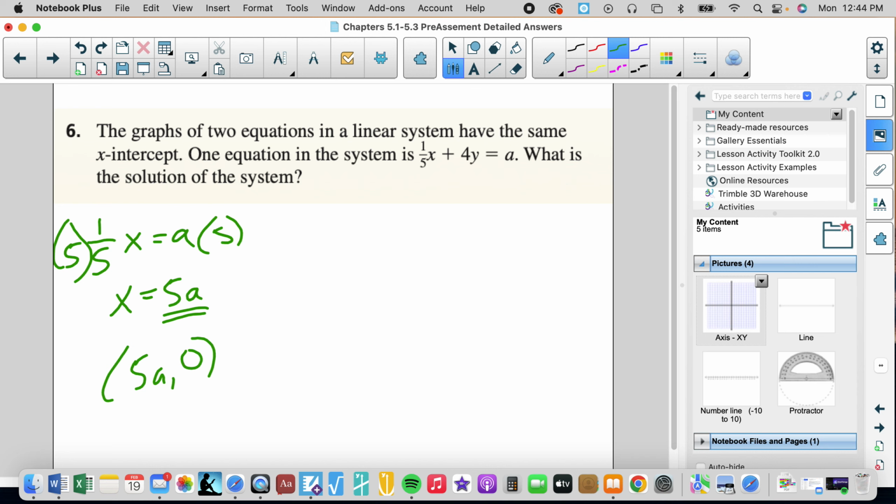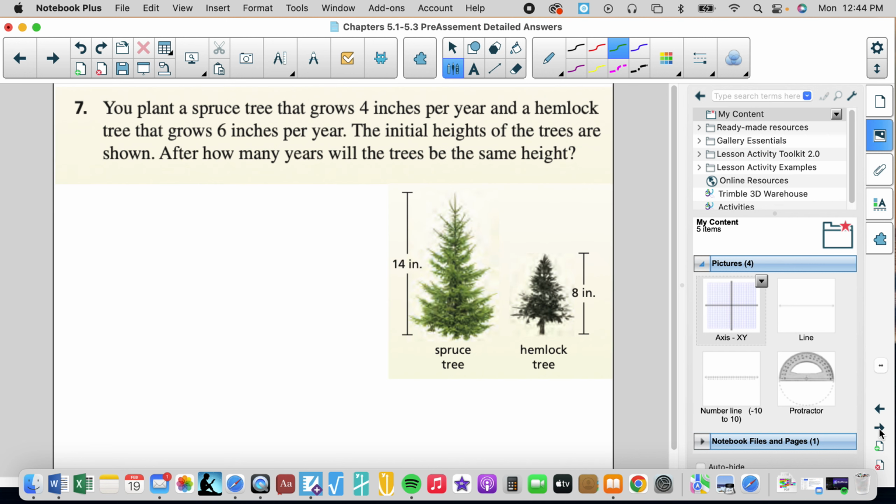Well, since they have the same x-intercept, that's going to be where they intersect. So we just know it's in standard form. And to find the x-intercept, we do the cover-up method. So that's how I got that, 5a comma 0. That's actually a pretty simple question.